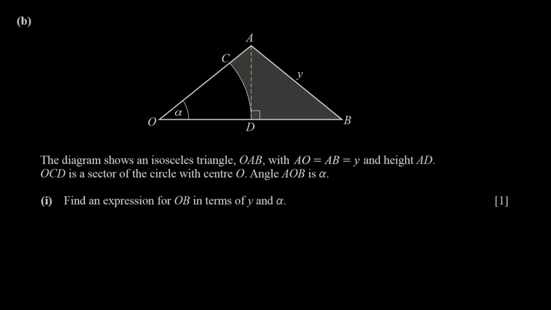What I recommend is we use the right angle triangle here. So this angle here is alpha, remember, because it's an isosceles triangle. Let's try to find this length here, BD, first.